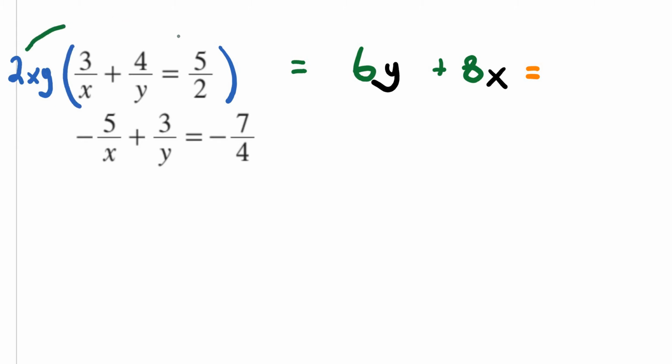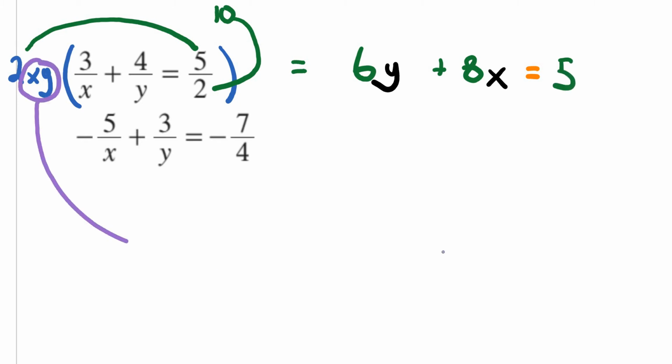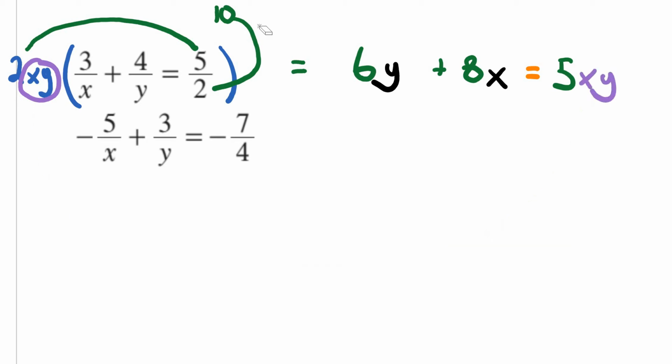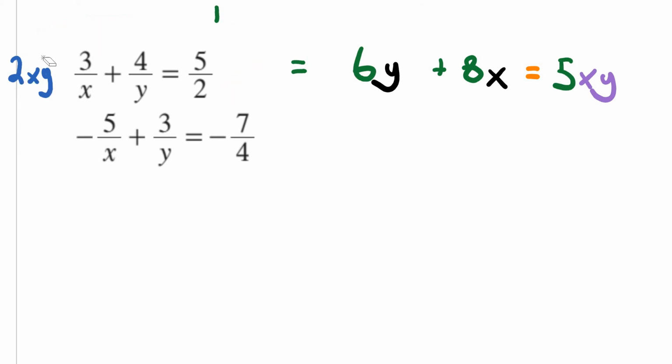If I multiply 2 times 5, 2 times 5 is 10, right? But then 10 divided by 2 is going to be 5. So I need a 5 here. And since we have xy remaining, there's nothing that will cancel out the variables, so that xy will just tag along. All right, so you get 5xy on the right-hand side there. And that's how you multiply everything by 2xy. If you distribute that correctly, you get 6y plus 8x equals 5xy.